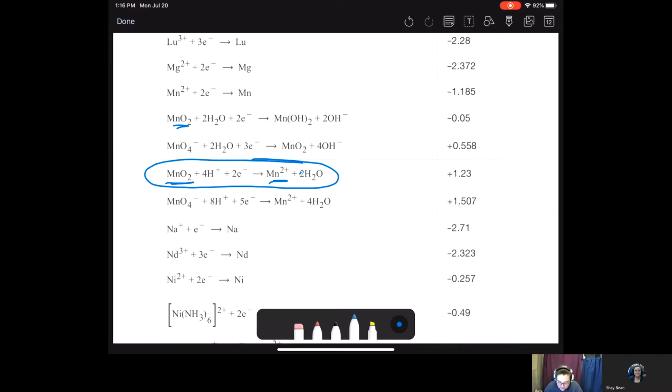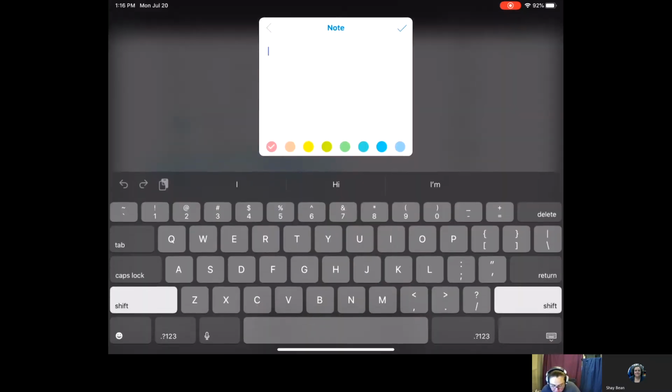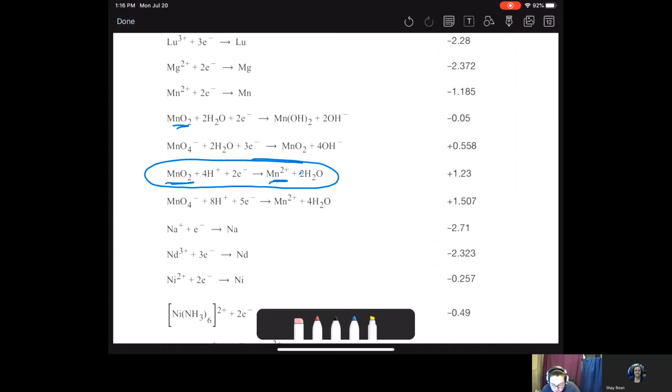Can I copy that? I don't know if I can copy it. Nope. I should have played with this beforehand, huh? Oh, now I can delete it, but I can't copy it. Okay, so there's the half reaction that I'm looking for. I'm going to go write that out on my other page.